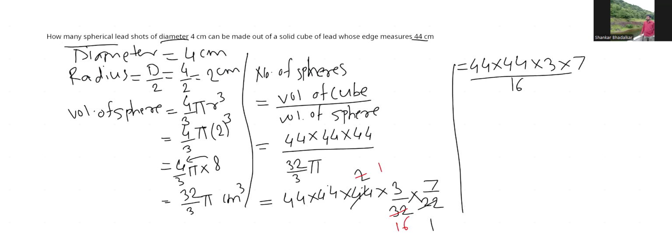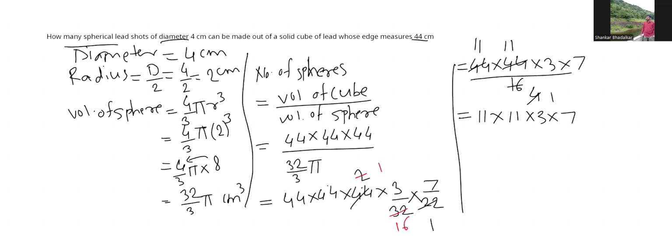Again, 4 4 is 16 and 4 11 is 44. Again 4 1 is 4 and 4 11 is 44. So it will become 11 into 11 into 3 into 7.